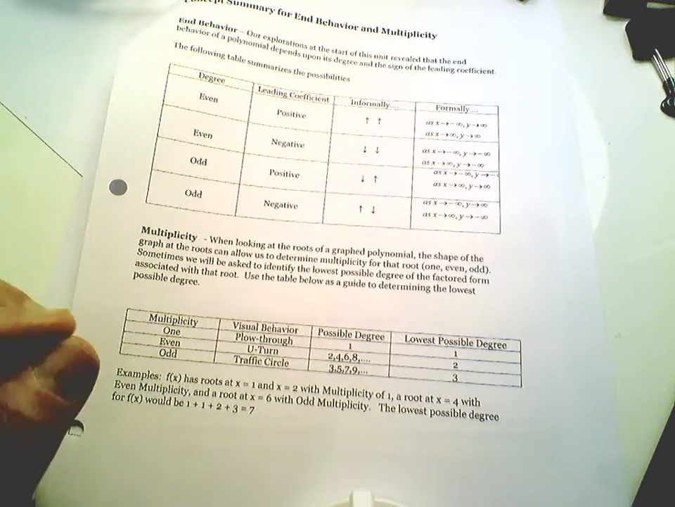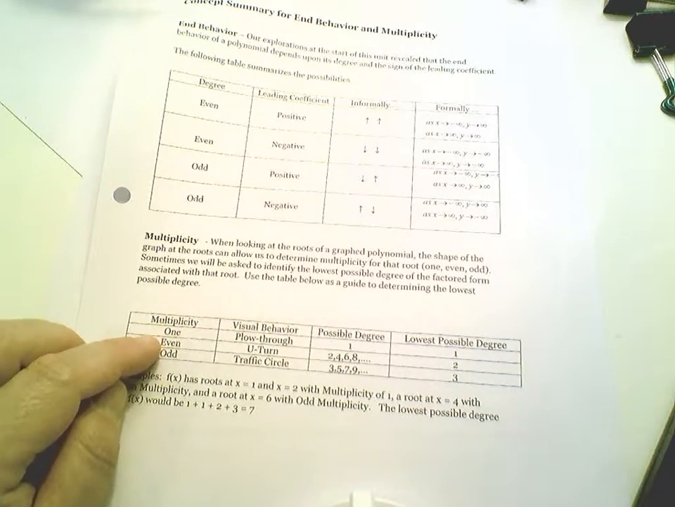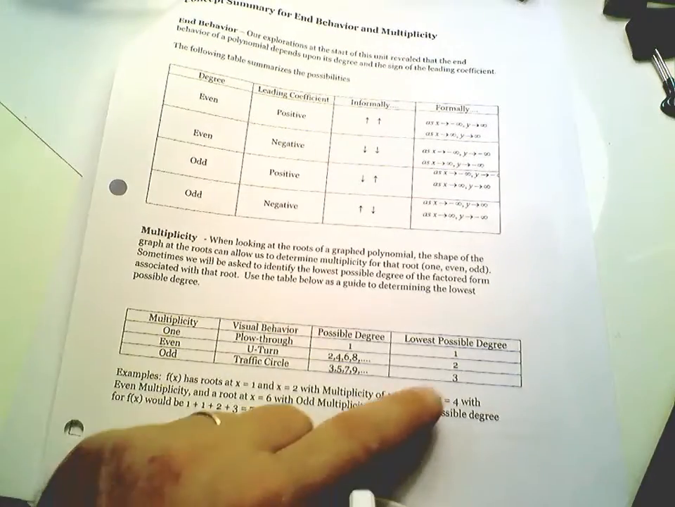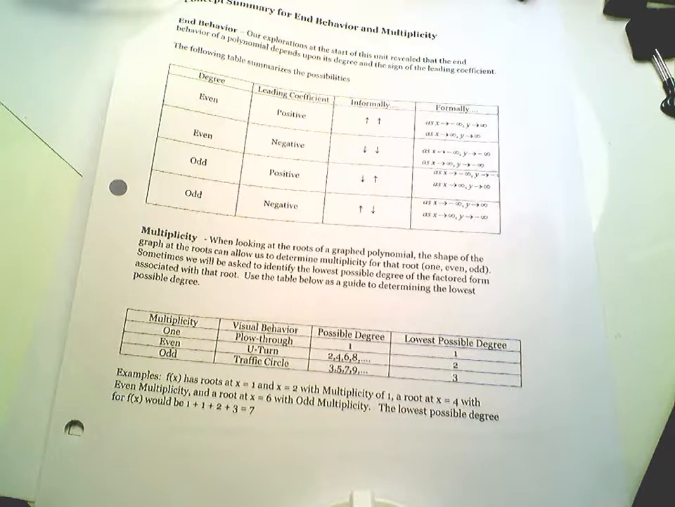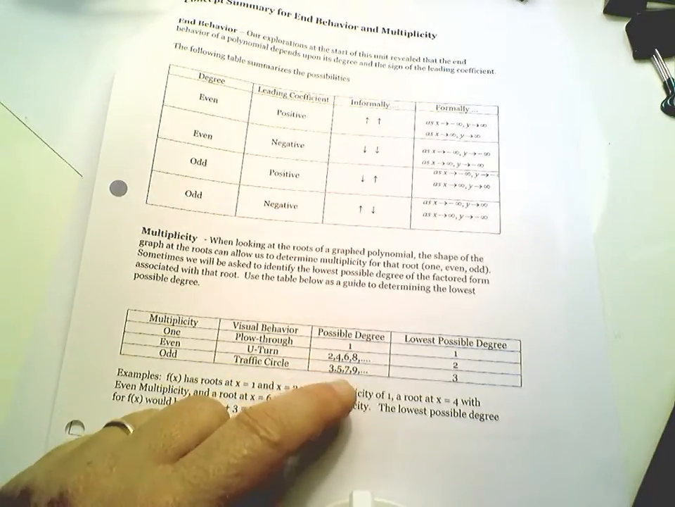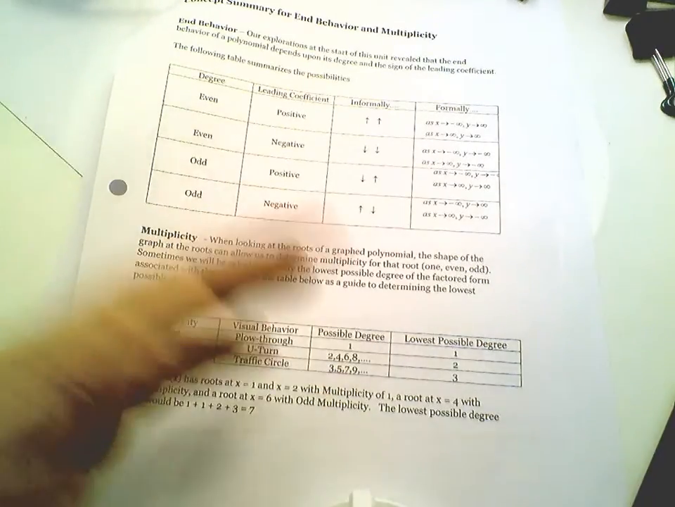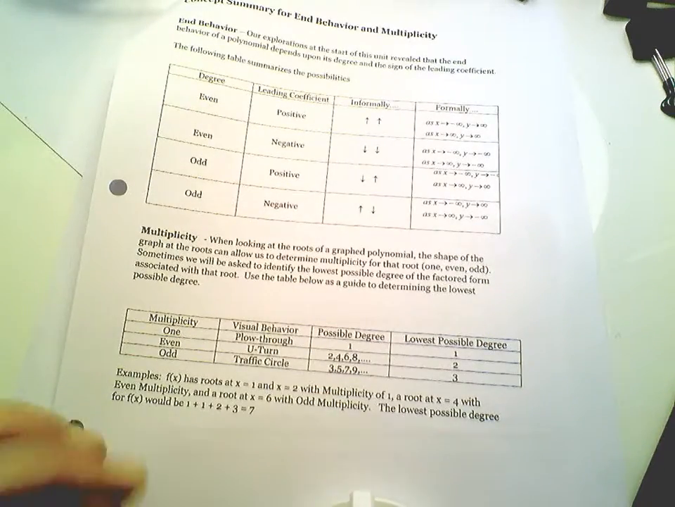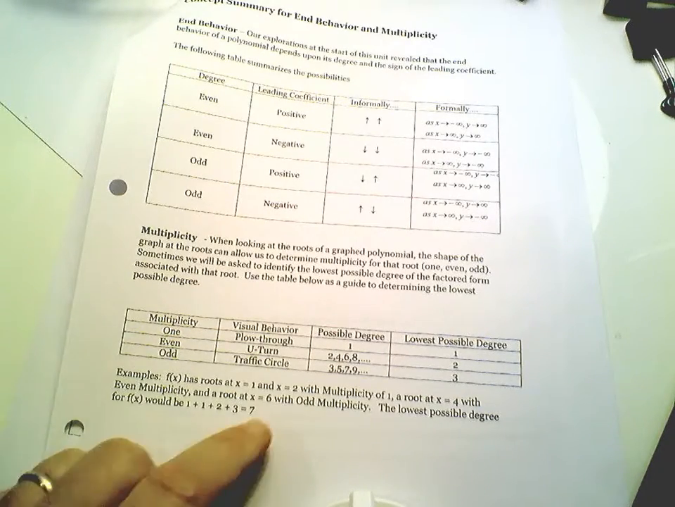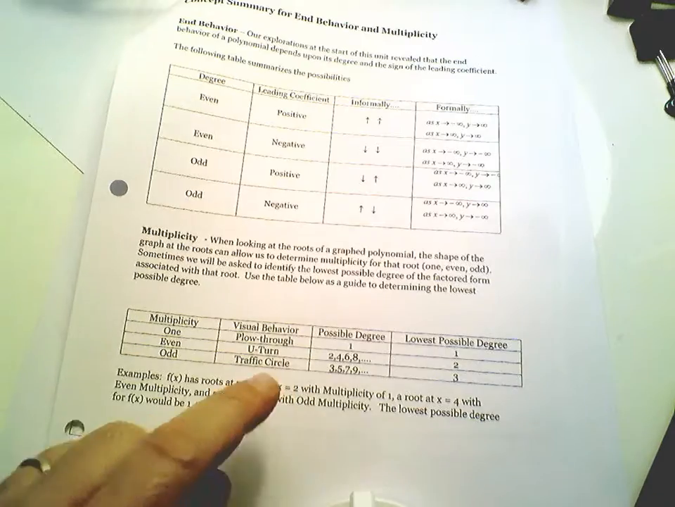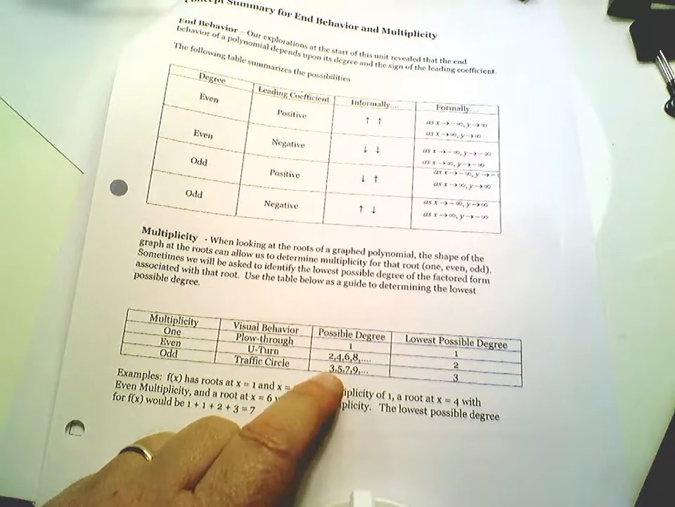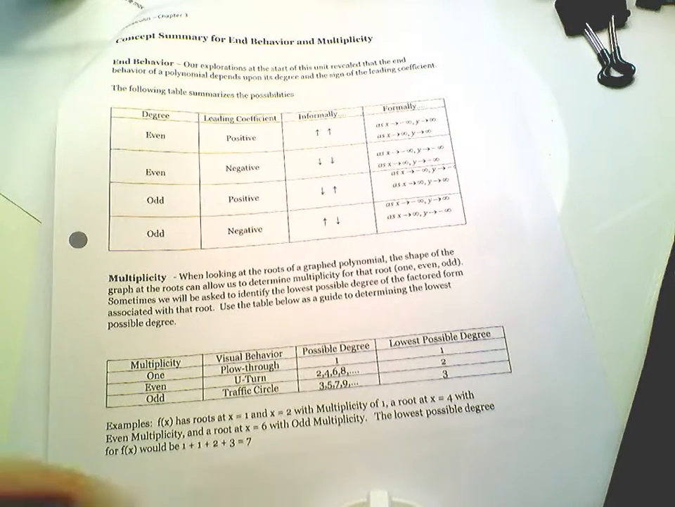A function with even multiplicity at its lowest will be x minus a squared, where a is the root. It could be x minus a to the 4th, x minus a to the 6th, and so on and so forth. But the lowest possible degree that could be associated with that multiplicity is 2. And similarly, whenever you see a traffic circle pattern, that factor could repeat itself 3, 5, 7, or 9 times, or any odd number greater than 1. By default, the lowest possible degree that you could possibly see is 3.